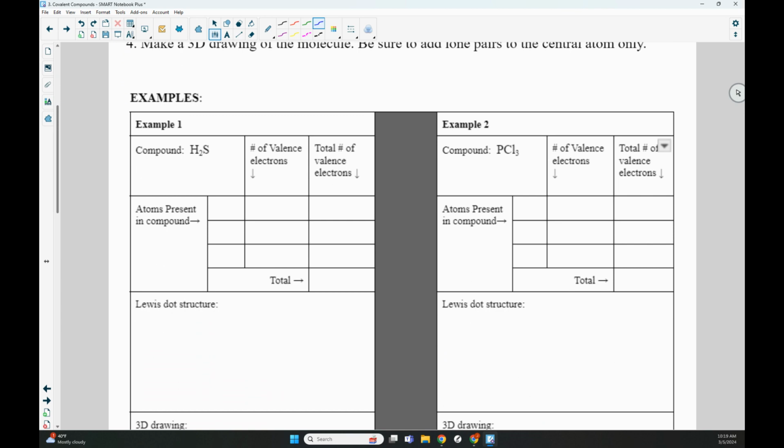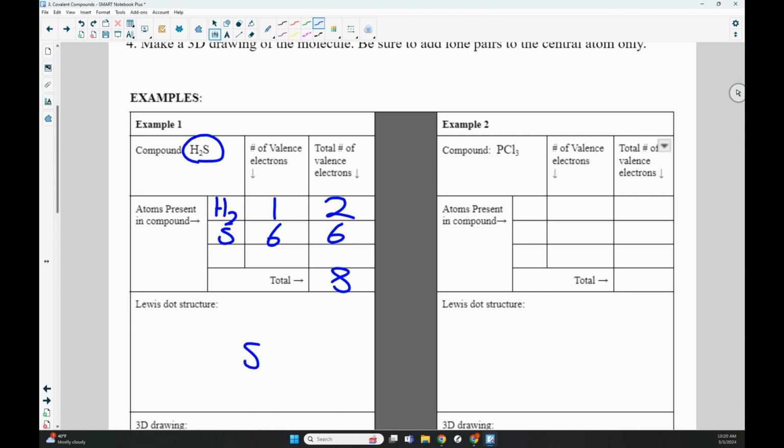Example one is for dihydrogen monosulfide. That is this molecule right here, H2S. So the first part of it is what we've been doing recently. You're going to make the Lewis dot structure. Hydrogen, of course, has one valence electron. There's two hydrogens here, so that's a total of two valence electrons contributed by the hydrogen. Sulfur has 6 valence electrons, and there's one sulfur in this molecule, so that's 6 electrons contributed by the sulfur. That gives us a total of 8 valence electrons.